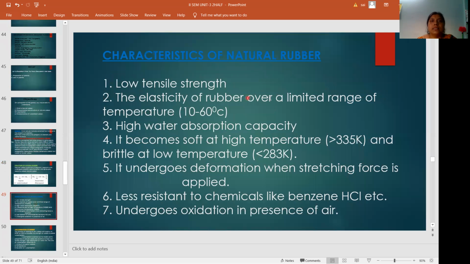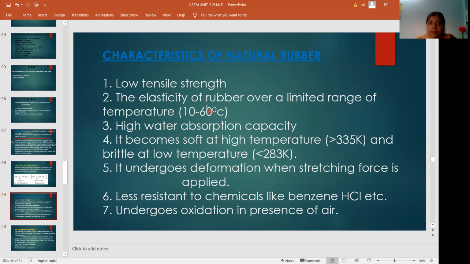Next, the characteristics of natural rubber. So what are the characteristics of natural rubber? It has low tensile strength. Tensile means stretching ability is very low. And it shows elasticity over a limited range of temperature, 10 to 60 degrees centigrade.